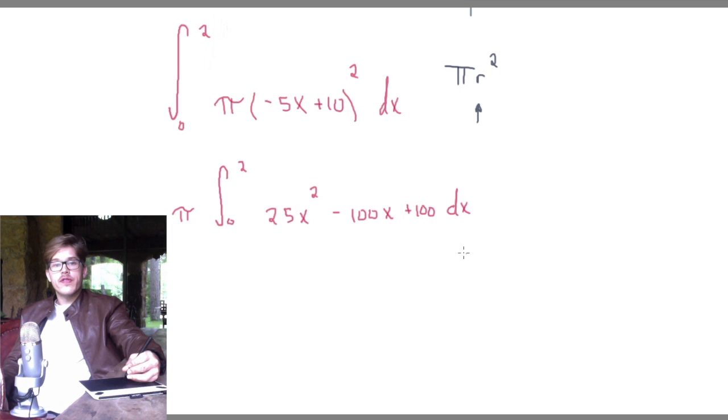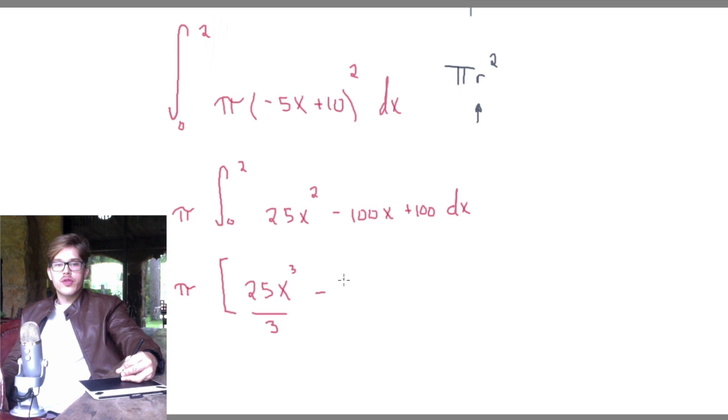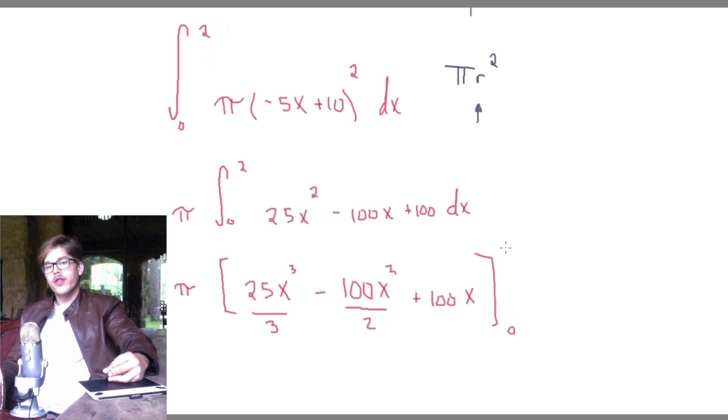Okay, now we can find the integral for all of these terms respectively. So we still have pi on our outside, and then what do we have? We have the integral of 25x squared. Well, that's just going to be 25x cubed divided by 3. We have the integral of minus 100x. Well, this will be minus 100x squared over 2. And we have the integral of plus 100, which will just be plus 100x. Again, this is all bound from 0 to 2.